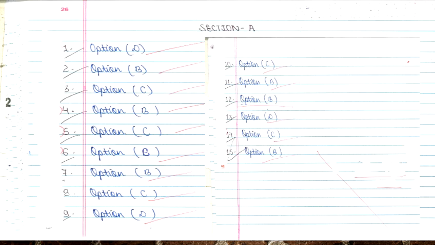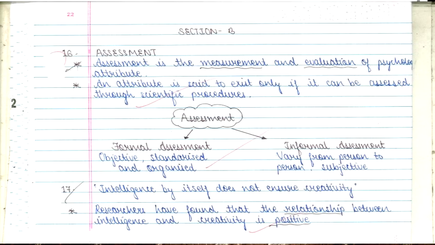Let's proceed to section B. The first question in this section is: explain the term assessment. Very well written by the child, and underline the key words, that is measurement and evaluation, then a flow chart showing the types of assessment, formal and informal.